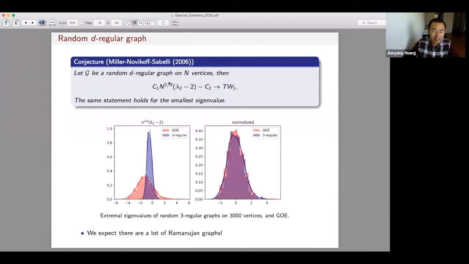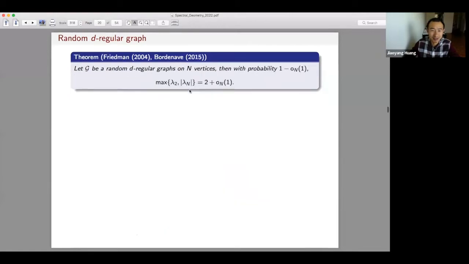That's because we have the n to the 2/3 scaling. If the conjecture is true, then necessarily the second largest eigenvalue concentrates around 2, in a very small window of size n to the minus 2/3. And even to show that the second largest eigenvalue concentrates around 2 requires a lot of work. It was first conjectured by Alon. It was proven first in the famous paper by Friedman in 2004. And later, a shorter proof was discovered by Bordenave. They show that for a random d-regular graph, if d is fixed, then with high probability 1 minus little o(1), the second largest eigenvalue and the smallest eigenvalue concentrate around 2.